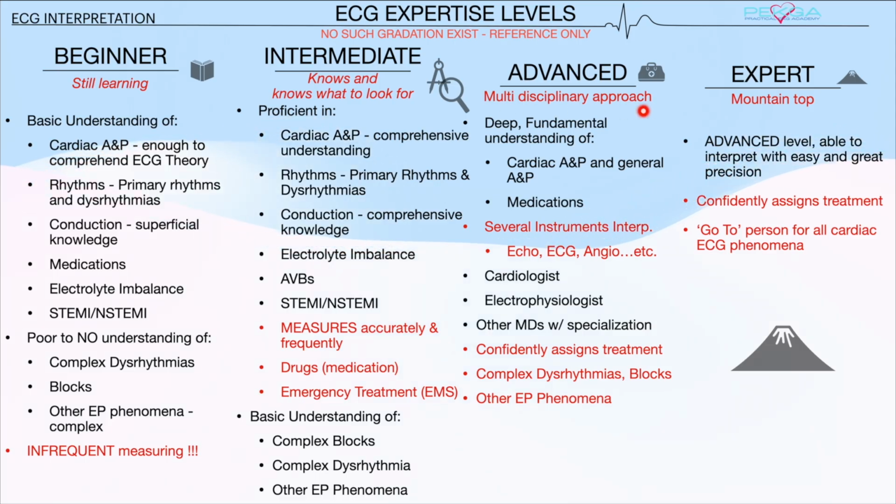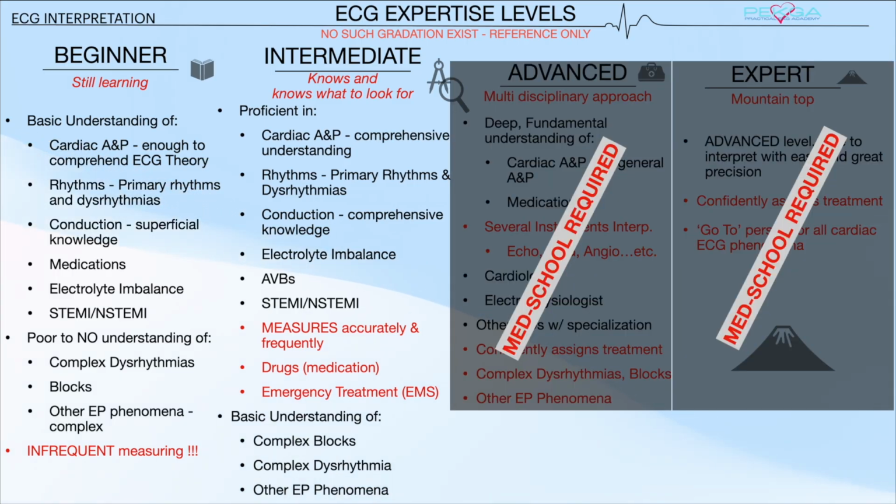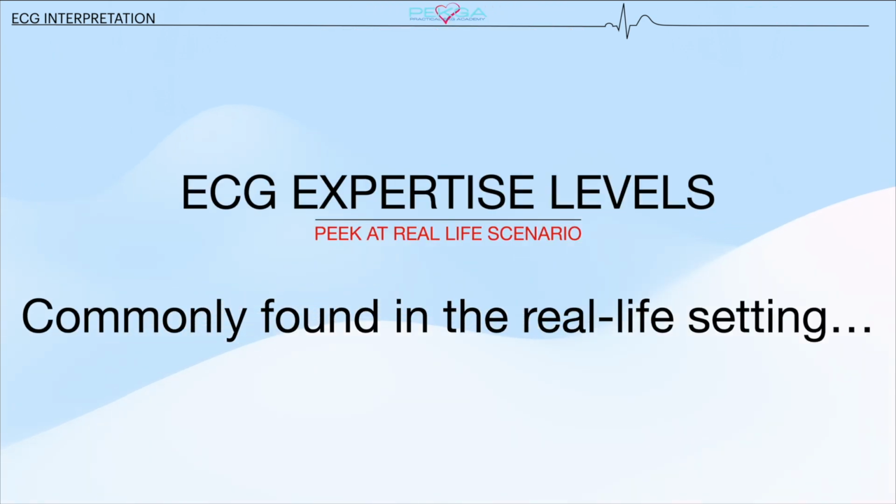Advanced, we're talking about a multidisciplinary approach. Here, this is really a doctor level assessment, and an expert is just somebody that's advanced with a lot of experience. So, a couple of things that are apparent: if you want to be an advanced level ECG interpreter, you're probably going to need med school. Why? Because this is a multidisciplinary approach. This will make more sense when I show you the example, which is coming up.